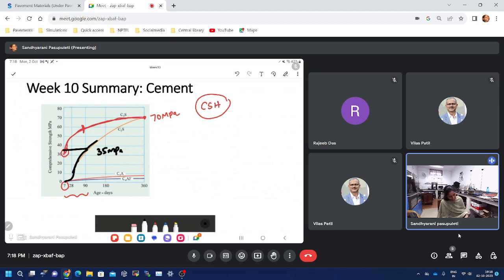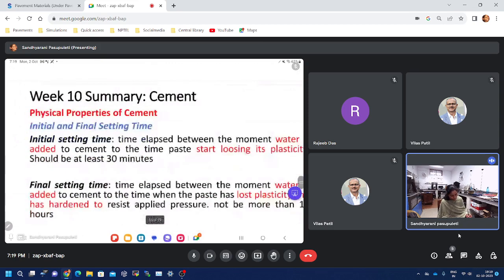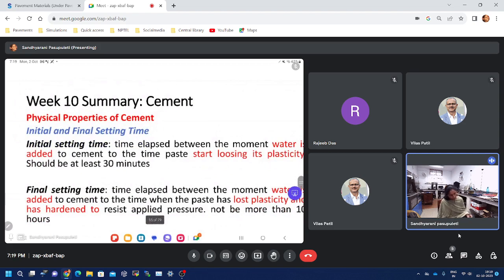At the end, let us say after 360 days, it also has reached 70 megapascals. That means the C2S is contributing. So till now we are discussing that whenever we add water to the cement, hydration would happen, and CSH gel will form, which is responsible for the strength of the cement.